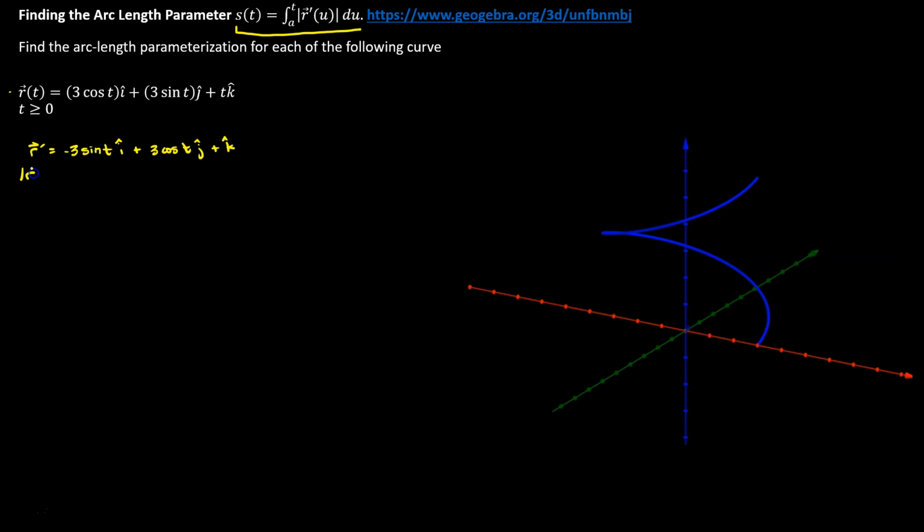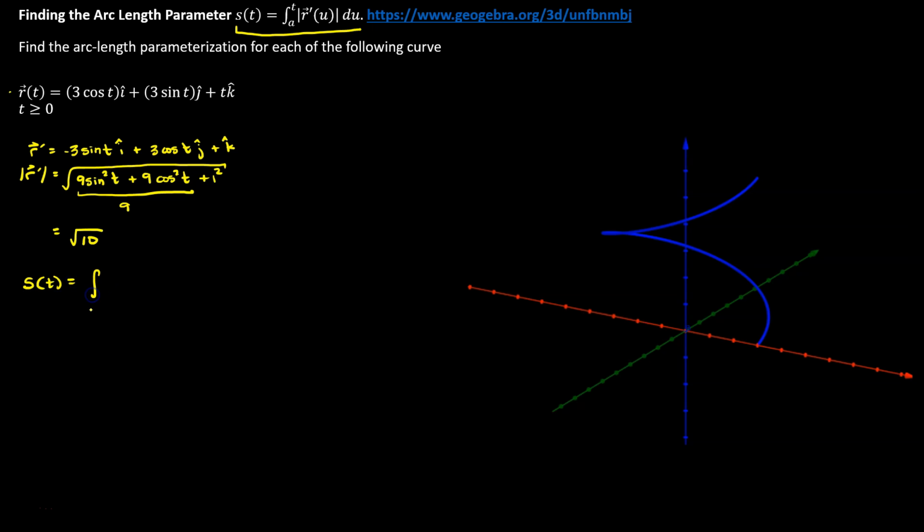Next, we need to take the magnitude of that. That's going to look like the square root of 9 sine squared t plus 9 cosine squared t plus 1 squared. The 9 sine squared plus 9 cosine squared simplifies to just be 9, and then I have 9 plus 1, so the magnitude of r prime is the square root of 10. And that is what I will use to create the s of t function.